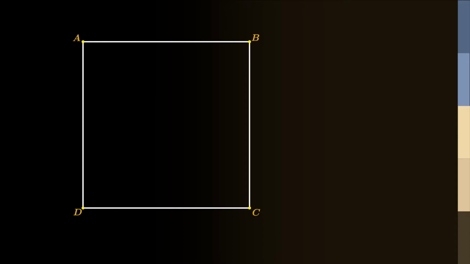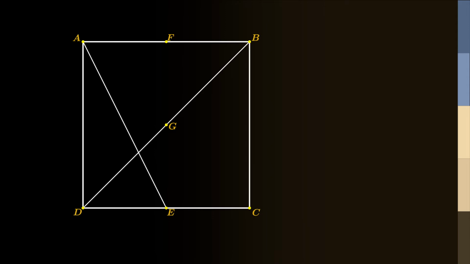Let's call the middle of the side CD the point E. We will now connect the point A with the point E. Furthermore, let's draw the square's diagonal BD. We need now 2 more points. Let's call F the middle of the side AB, and G will be the middle point of the diagonal BD.